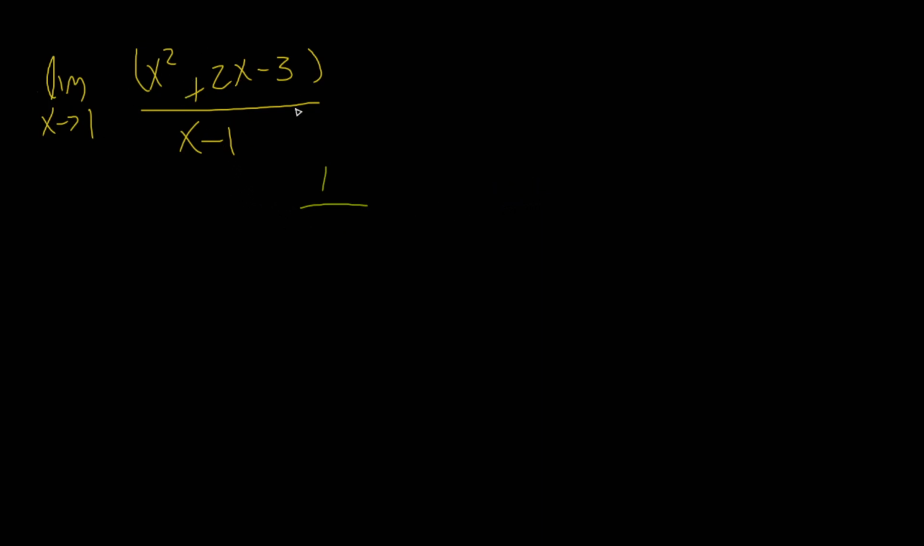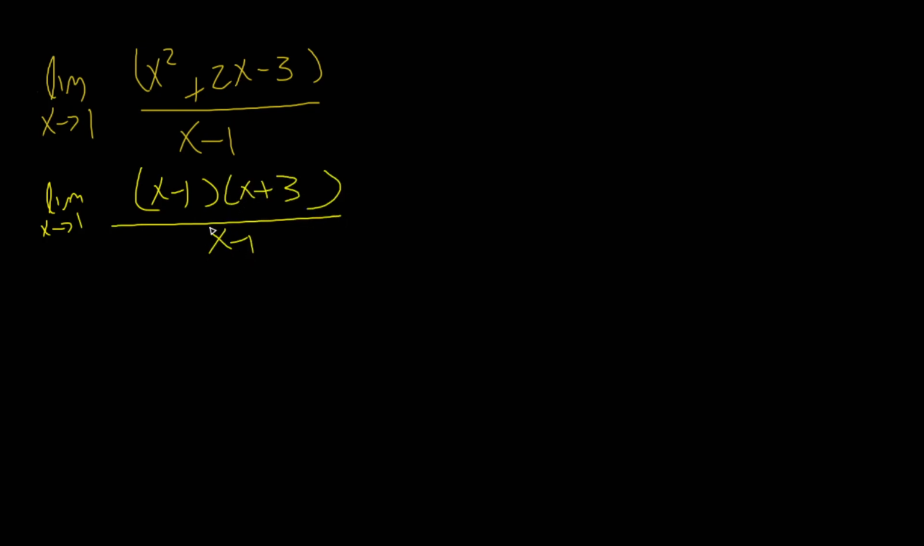Now, how do we evaluate this limit, given that I can't just substitute x equals 1 in there? Well, I could try and factor. So this would equal the limit as x approaches 1 of (x minus 1)(x plus 3) over x minus 1. And you'll notice that my x minus 1's cancel out. And I'm just given the limit as x approaches 1 of x plus 3. At this point, I could just substitute x into this linear function here, and this would just be 1 plus 3, which would equal 4.